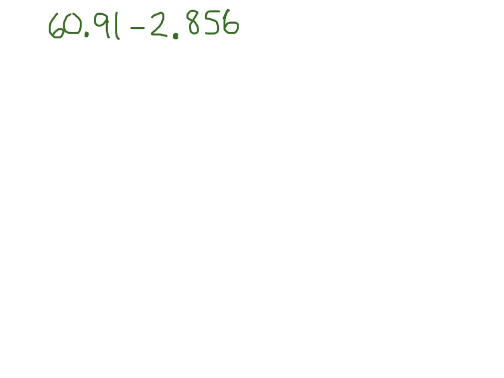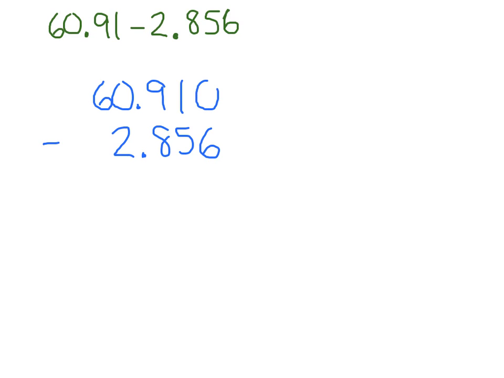So here's a problem for us to do. We have 60 and 91 hundredths minus 2 and 856 thousandths. So the key, what is it? Line up the decimal point. So that's what I'm going to do. I'm going to write my first number here, 60 and 91 hundredths, and I want to take away 2 and 856 thousandths. Remember we said put that 0 in there to make life easier.